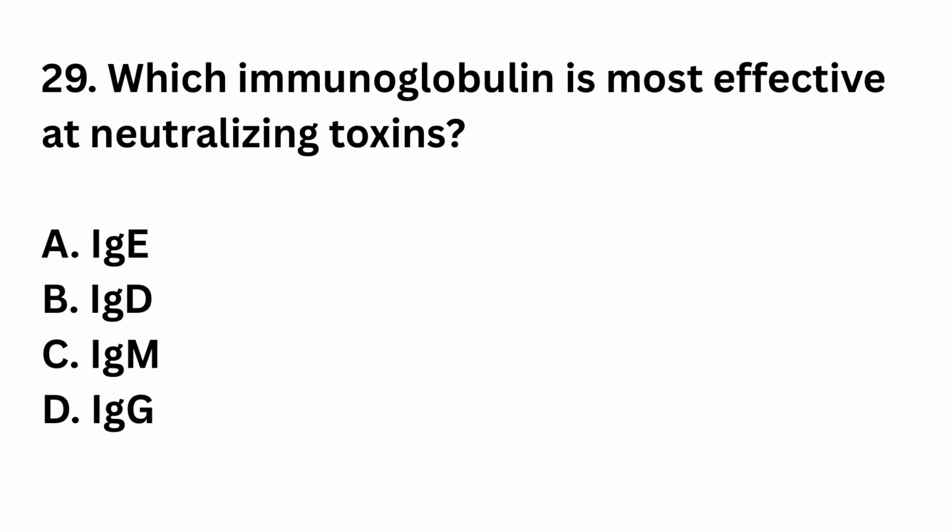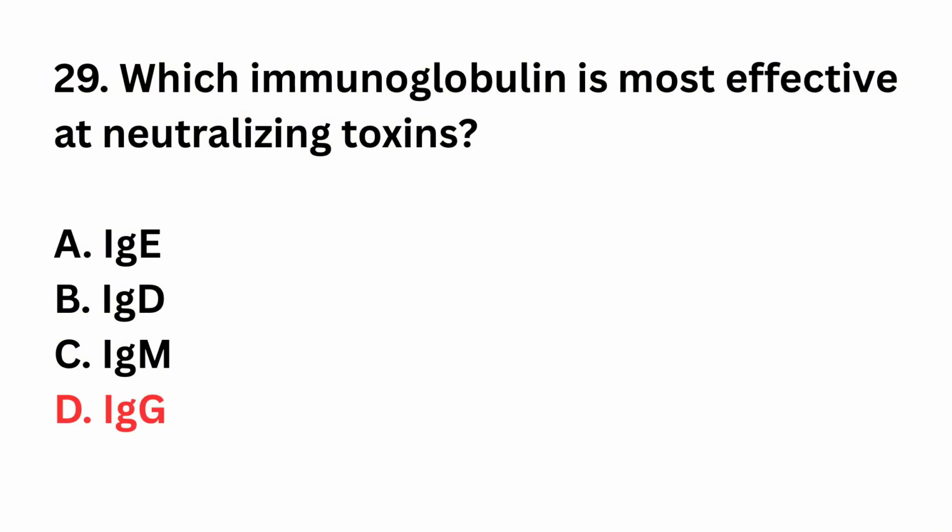Question number 29. Which immunoglobulin is most effective at neutralizing toxins? IgE, IgD, IgM, IgG. The right answer is option D, IgG. IgG binds to toxins and prevents their entry to cells. It is abundant in serum.